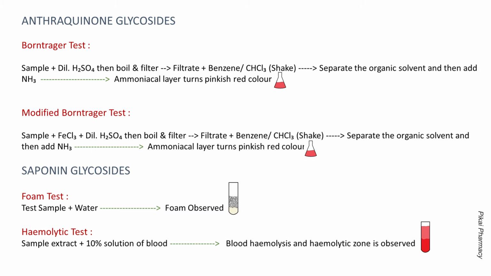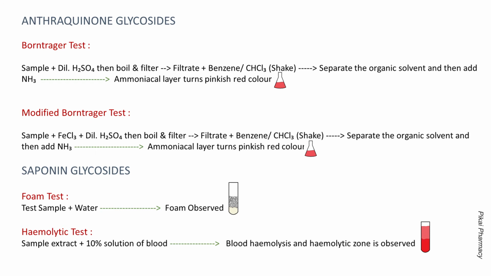Now we will go through the chemical tests of anthraquinone glycosides. Now here comes the Bornträger test. Now in Bornträger test, the sample is boiled with dilute sulfuric acid. Then the mixture is filtered. After that, we take the filtrate and benzene or chloroform is added to it. After adding the benzene or chloroform, the solution is shaken.